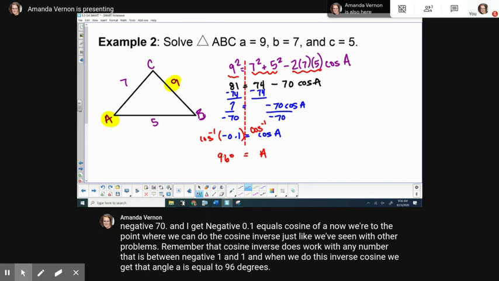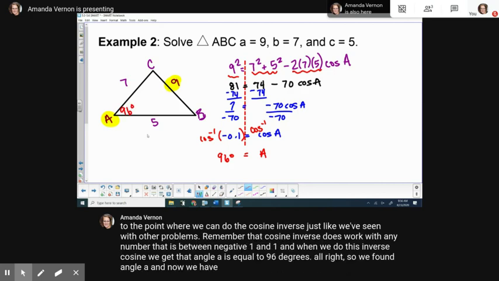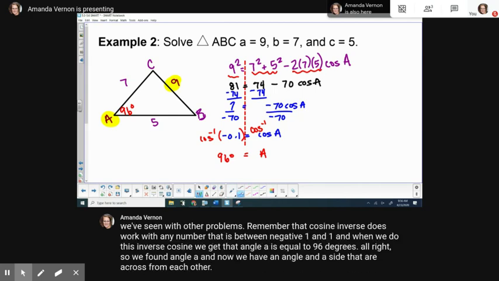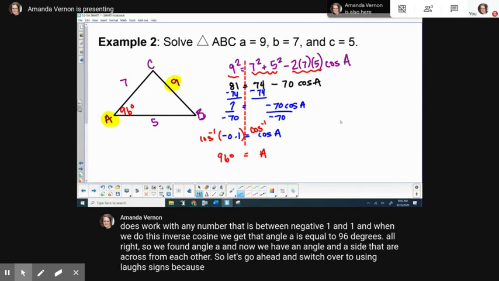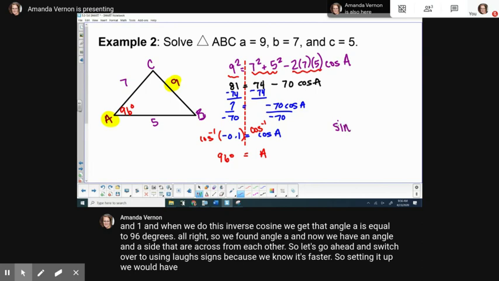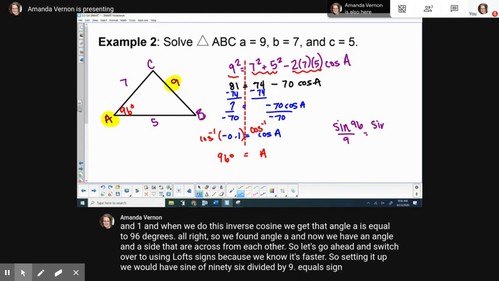All right, so we found angle A. And now we have an angle and a side that are across from each other. So let's go ahead and switch over to using law of sines because we know it's faster. So setting it up, we would have sine of 96 divided by 9 equals sine of b over 7.